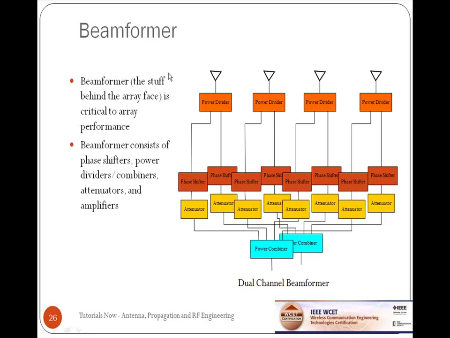In phase array terminology, a beamformer refers to the phase shifter, the combiner, and the attenuator or amplifiers that are behind the actual antenna. This is an example of a dual channel beamformer that can form two beams independent of each other. So by replicating the phase shifter and the power combiner, one can create another channel for the beamformer to form a separate beam.